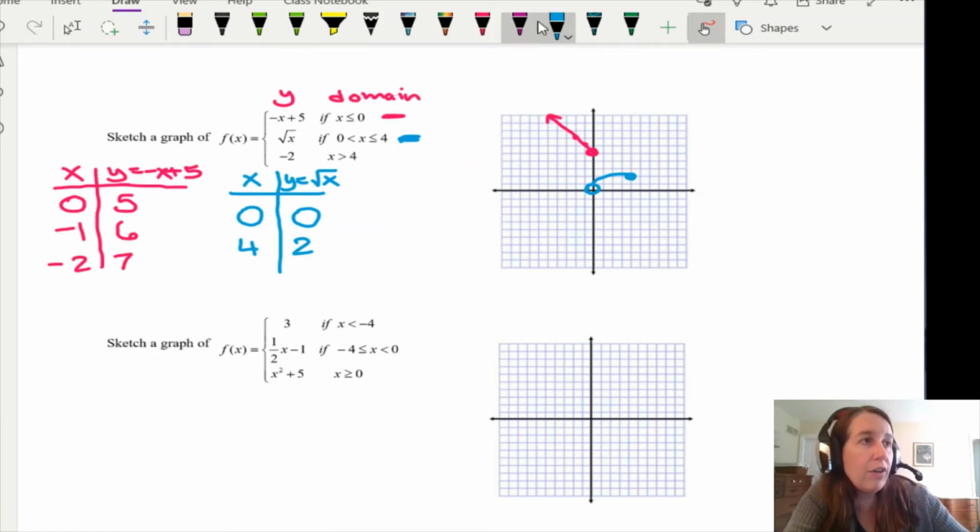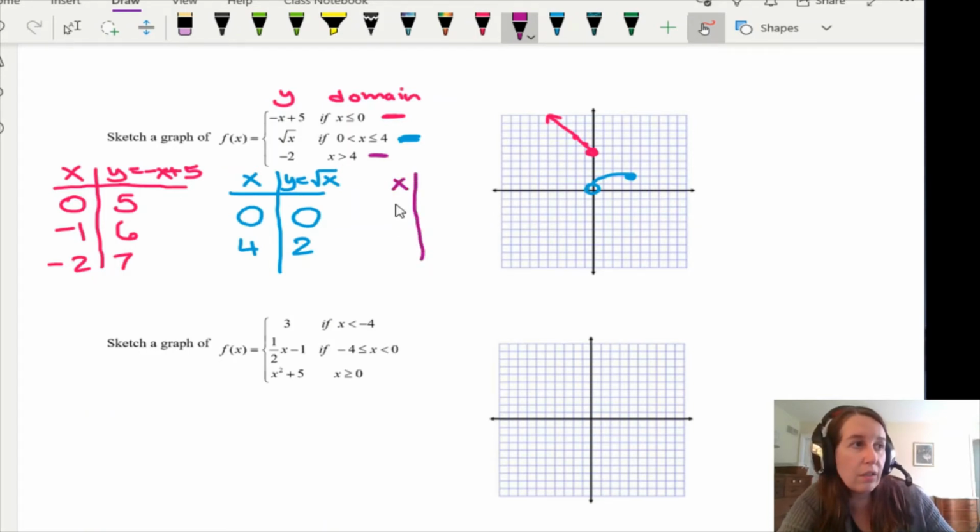All right, and then for our final graph, let's look at that in purple. That is f of x equals negative 2. So that's a number, that's a constant, for x greater than 4. So let's say x, and then y equals negative 2. The domain is x greater than 4, so that's 4 and above. If we start with 4, maybe we want to do 5 and 6 after that, just anything greater than 4.